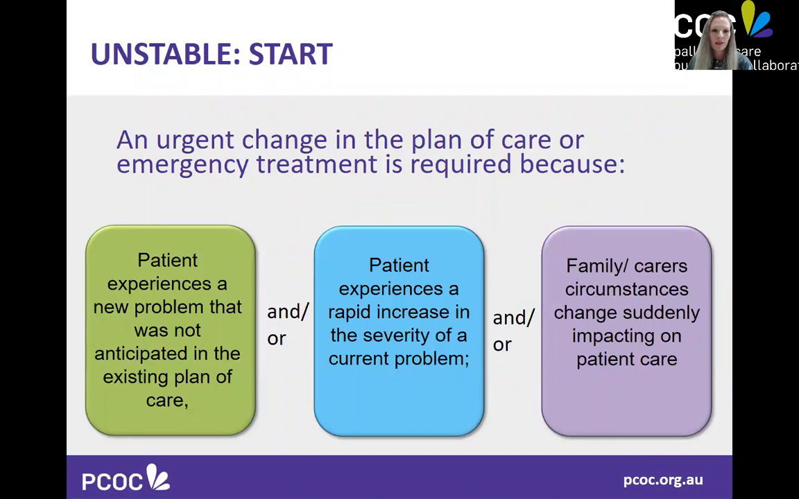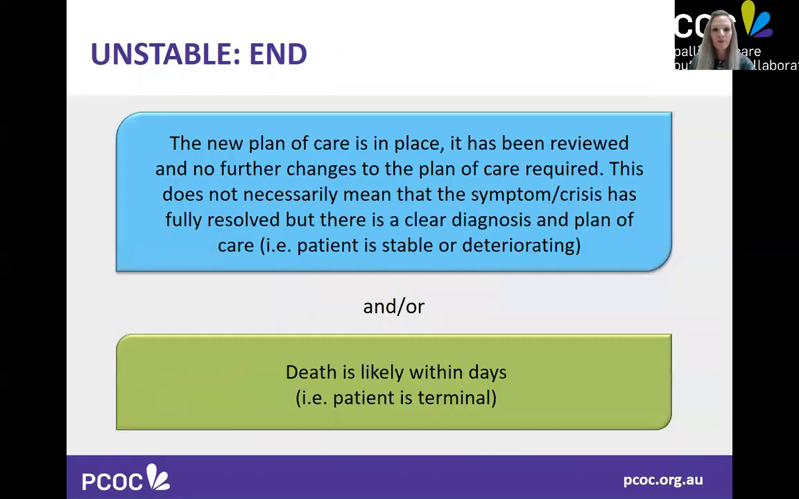The unstable phase. This starts when there's an urgent change in the plan of care required or emergency treatment. And it could be one of these three things. The patient experiences a new problem that wasn't anticipated. The patient experiences a rapid increase in the severity of a current problem, or family care circumstances suddenly change, impacting on care. In this phase, you should see at least one symptom or problem in the severe range.